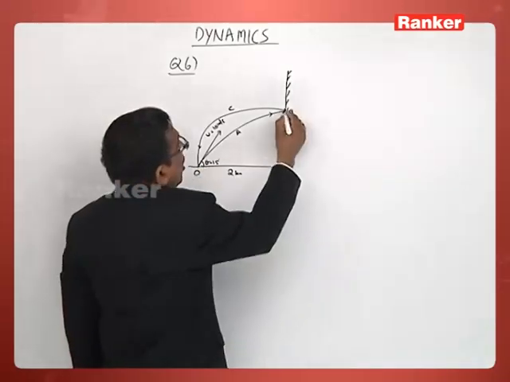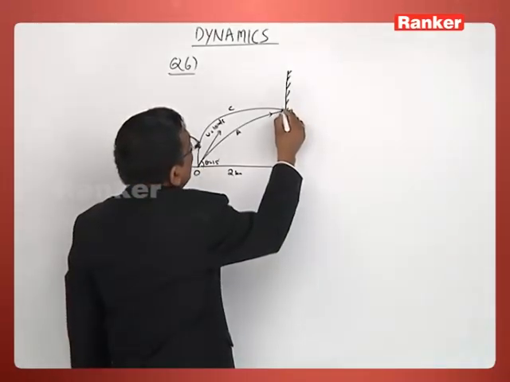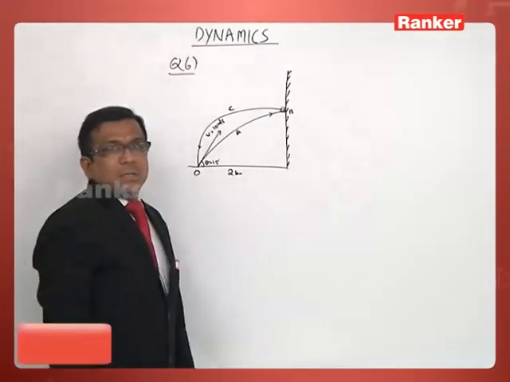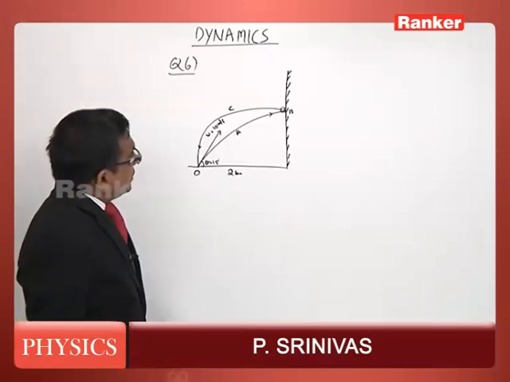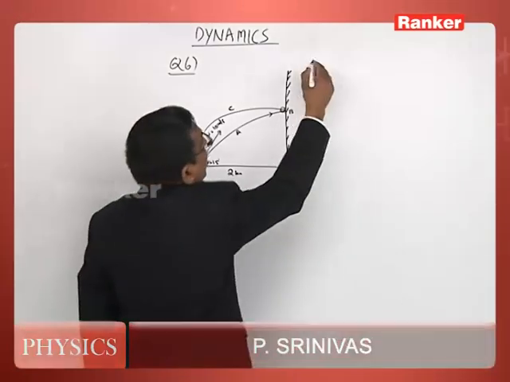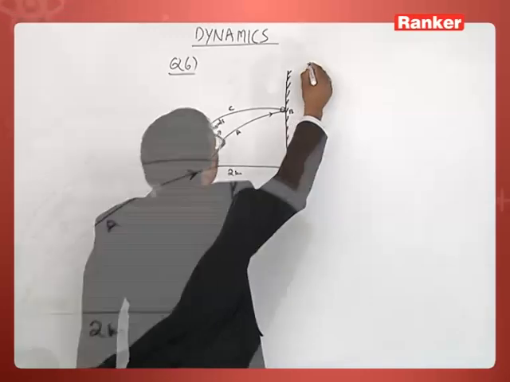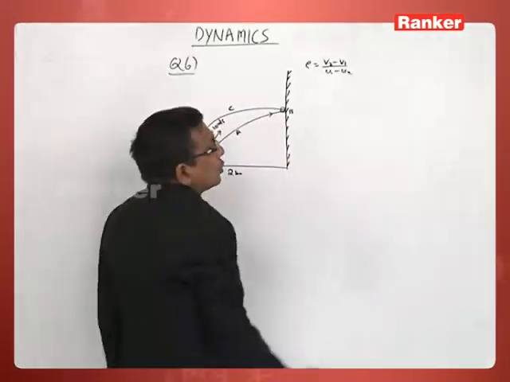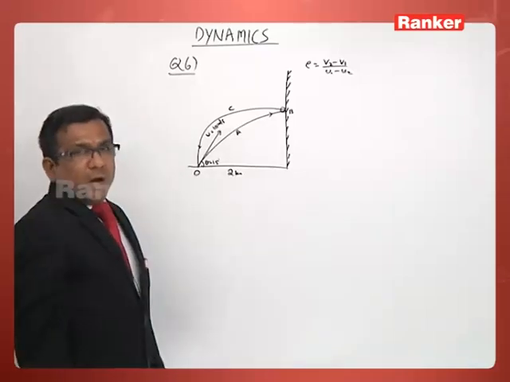Here the ball is coming in contact with the wall. So here I want to calculate the coefficient of restitution. As already discussed, e is equal to v2 minus v1 by u1 minus u2. So you want the velocities before and after collision.